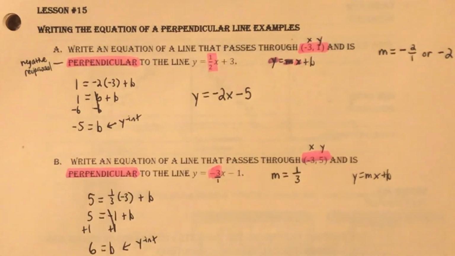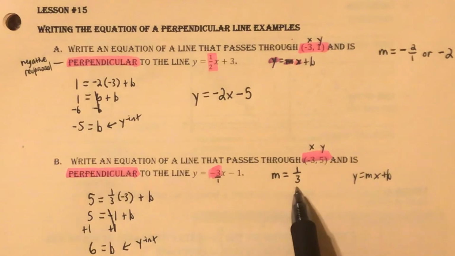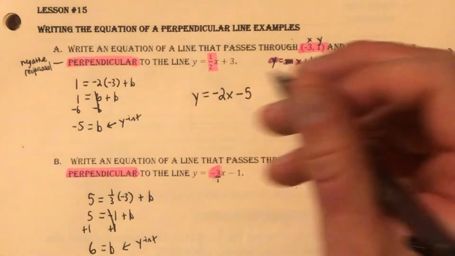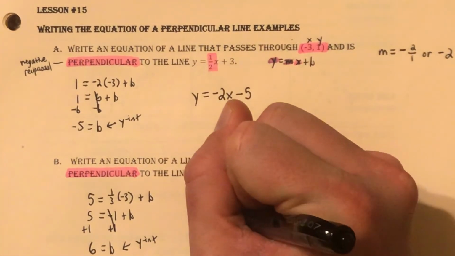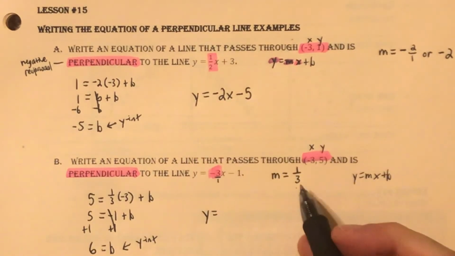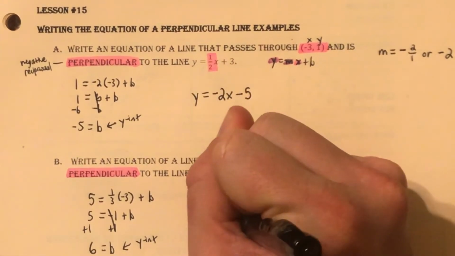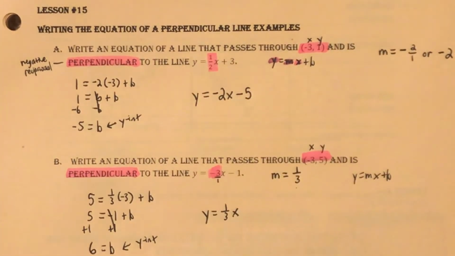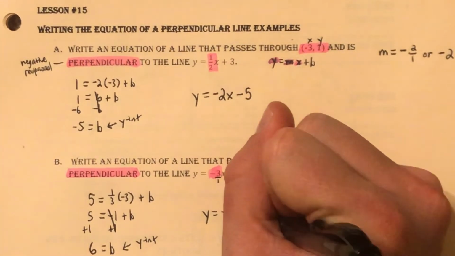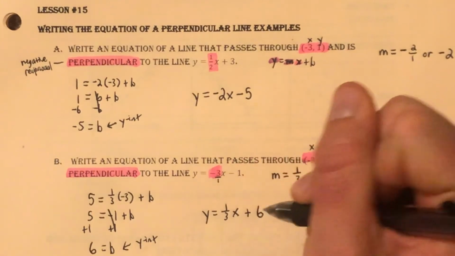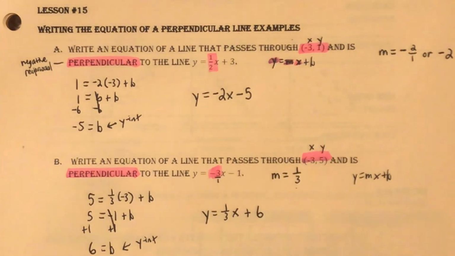So now I need to plug that information along with my slope into y equals mx plus b. So I've got y equals my slope of 1/3 times x, and then my y-intercept, which is positive 6, so plus 6. So y equals 1/3 x plus 6 is the equation of my perpendicular line.